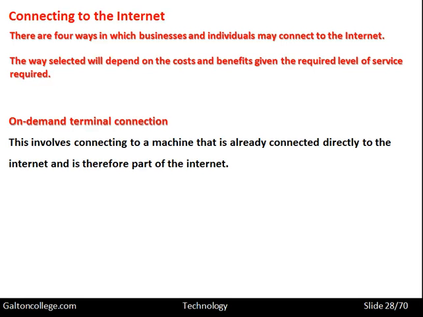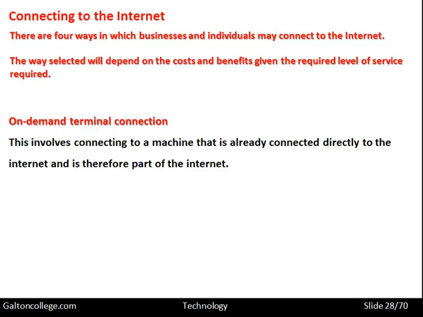Now, on-demand terminal connections, well, this involves connecting to a machine that is already connected directly to the internet and therefore is part of the internet. So a terminal connection is we find a computer that's already connected to the internet. It's permanently connected to the internet. Let's say it's got a very fast connection, and we can connect our machine, our desktop computer or whatever, to it. And of course many people can connect through it and share the speed of that machine.